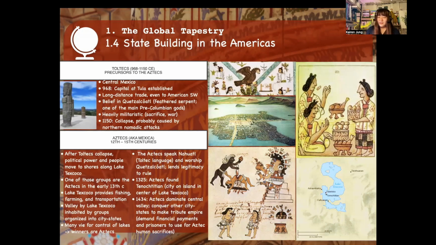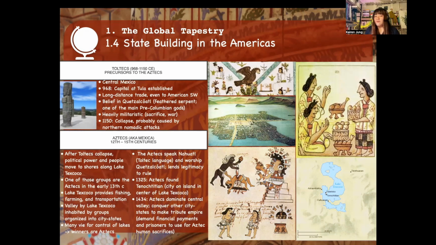But generally, the accepted knowledge is that there was a lot of human sacrifice going on, and we're going to see why very soon. If we look at the Aztecs, also known as the Mexica, between the 12th and the 15th centuries, after the Toltecs collapsed, there was a lot of political power and people moving to the shores along Lake Texcoco. Lake Texcoco is great for fishing and farming and transportation, and it was inhabited by groups organized into city-states, and a lot of people vied for control of the lakes. Right? And the winners were the Aztecs. The Aztecs spoke Nahuatl, which is the Toltec language, and they worshipped Quetzalcoatl. And this religion lent legitimacy to their rule.